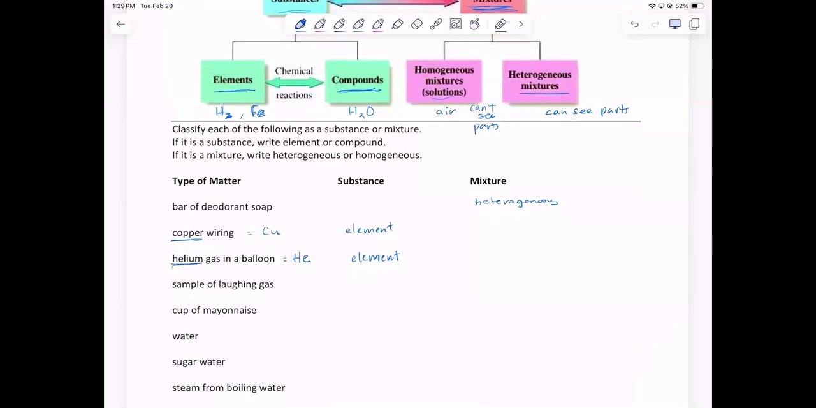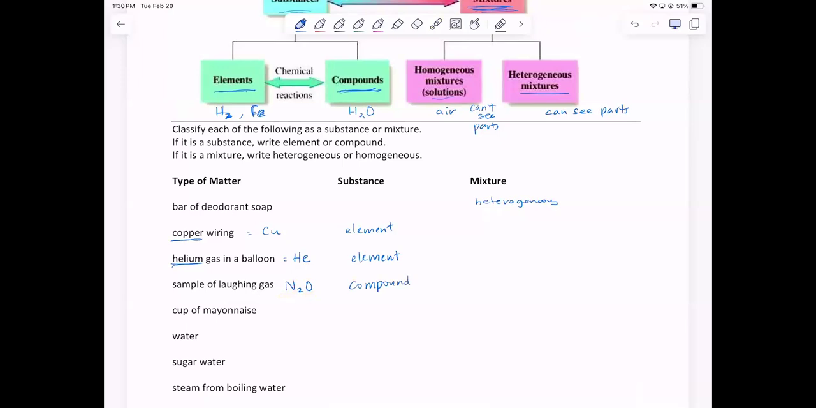When you have a sample of laughing gas, so laughing gas is the chemical formula N2O. And so N2O is two elements. So you've got nitrogen bonded to oxygen. Two different elements is a compound. Don't call that a mixture, though.